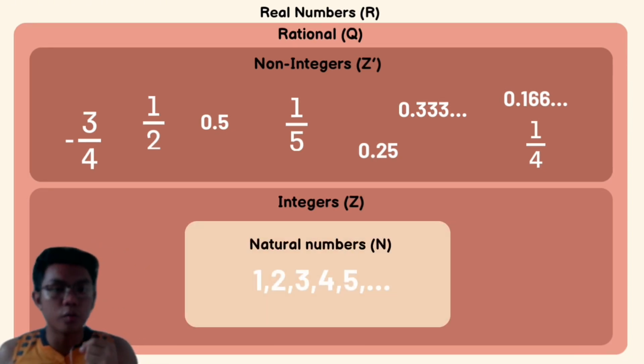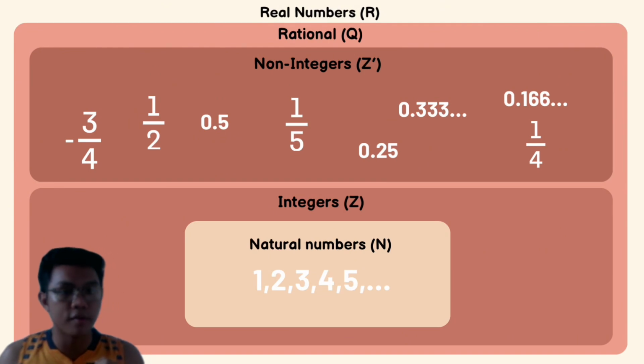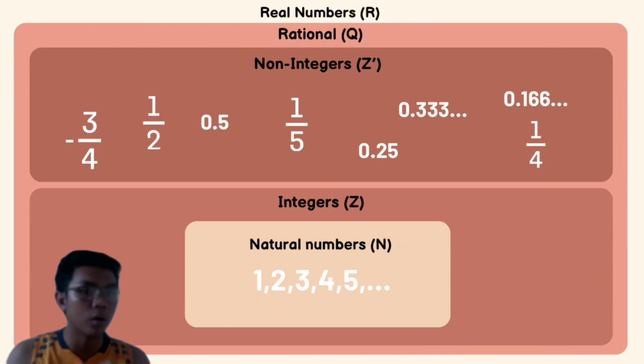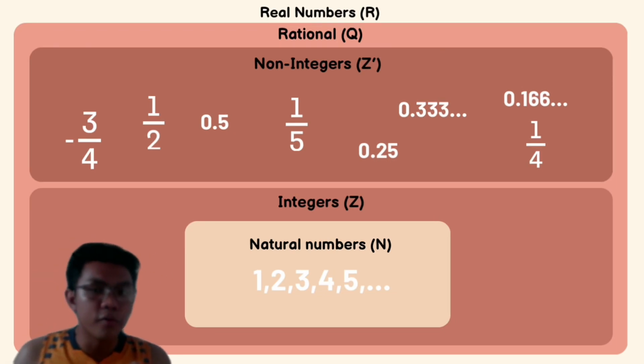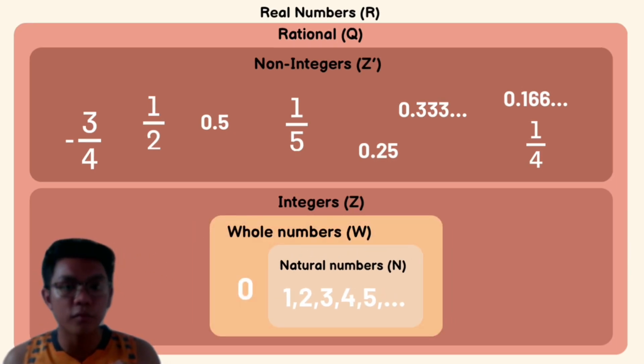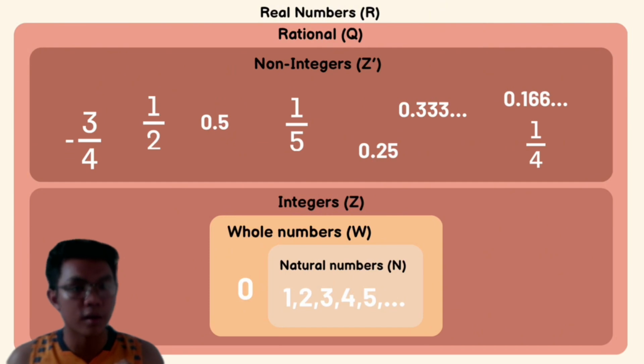So, within integers, we have natural numbers, which are also known as the counting numbers. For example, 1, 2, 3, 4, and so on. But now, if you include 0 with the natural numbers, it will form the whole numbers. Instead of counting from 1, you count from 0, 1, 2, 3, and so on.